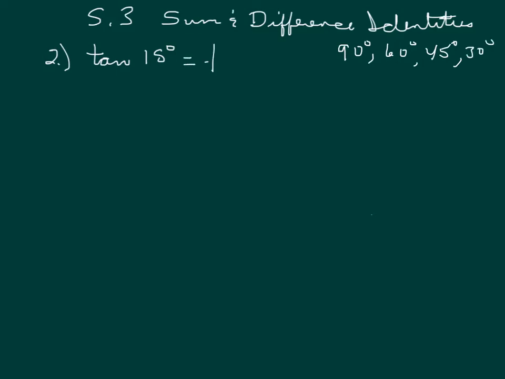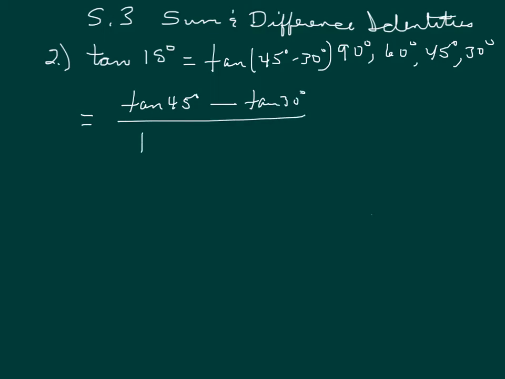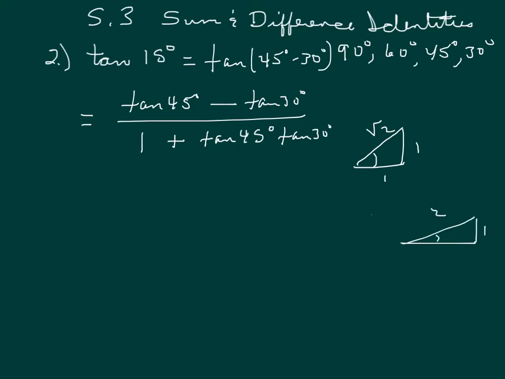Tangent of 15 degrees would be the difference between 45 degrees and 30 degrees. Using our tangent identity, we know that this is equal to the tangent of 45 degrees minus the tangent of 30 degrees over 1, and then we reverse the sign, 1 plus the tangent of 45 degrees times the tangent of 30 degrees. Recall our triangles. A 45 degree angle has 1, 1, square root of 2. A 30 degree angle has 1, 2, square root of 3.